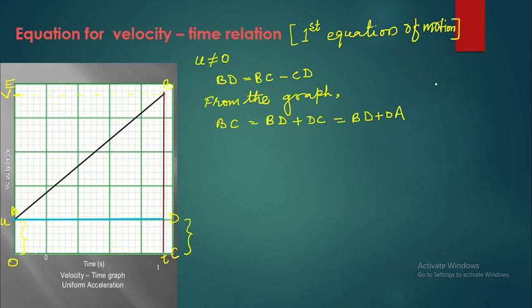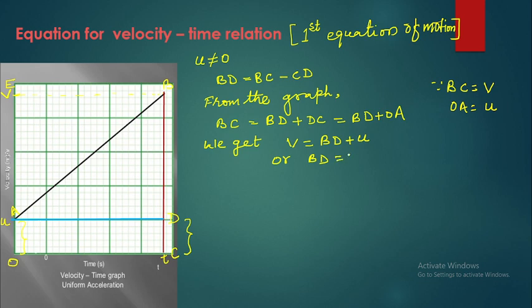Substituting BC is equal to small v and OA is equal to small u, we get v is equal to BD plus small u, or BD is equal to v minus u. Equation first.